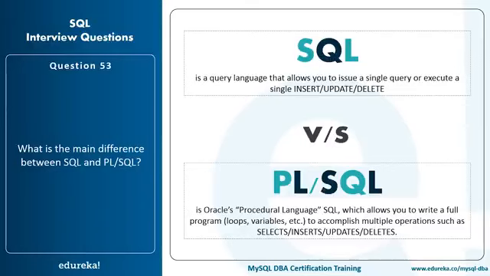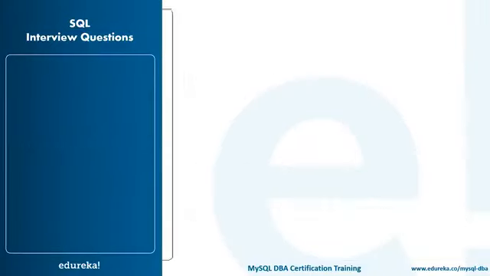So guys, that is the main difference between SQL and procedural language SQL. In SQL, you just have to write a single query to execute insert, update, and delete. And in procedural language SQL, you have to write a full program with loops and variables to perform multiple operations like insert, update, delete, and select. Now let's move forward to our next question.